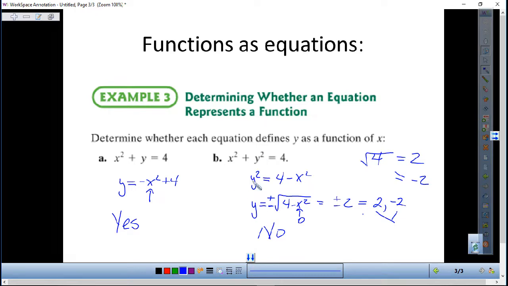And that is typically when you're going to have a relation that's not a function, when you end up with a y squared that you have to take a square root to solve for y.